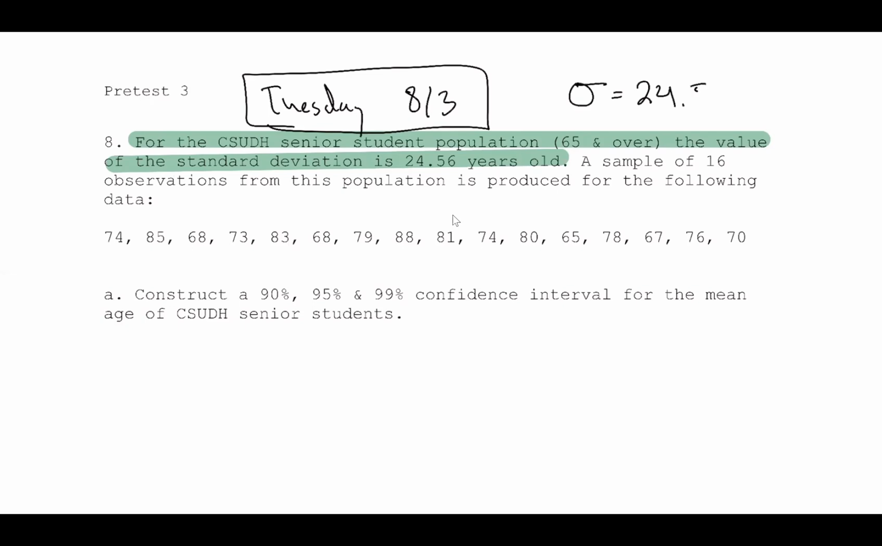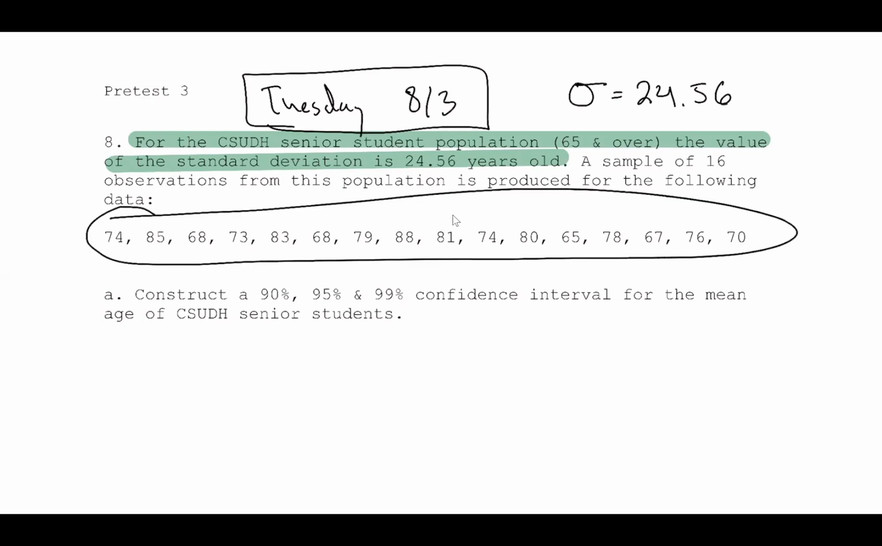So that's 24.56. All right. And then it says a sample of 16 observations from this population is produced for the following data. So you got 74, all of this. Right here is our data. If you look at A, it says construct 90%, 95%, 99% confidence intervals for the mean age of CSUDH senior students.